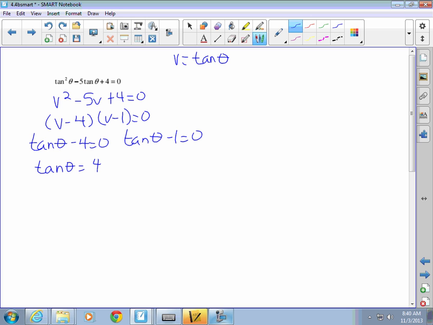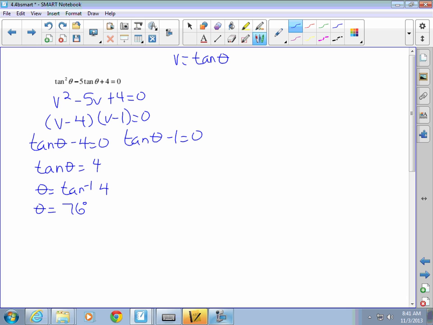This doesn't work on any of my special triangles or my unit circle, because I don't have a value of 4. Tangent is y over x, so it doesn't work on the unit circle, and there are no ratios on the 30, 60, 90 or 45, 45, 90. So to solve for this, I have to use the inverse. Theta is equal to tangent inverse of 4. When you do that on your calculator, you get that theta is equal to 76 degrees. Remember, this particular equation is in degrees, so make sure your calculator is in degrees.